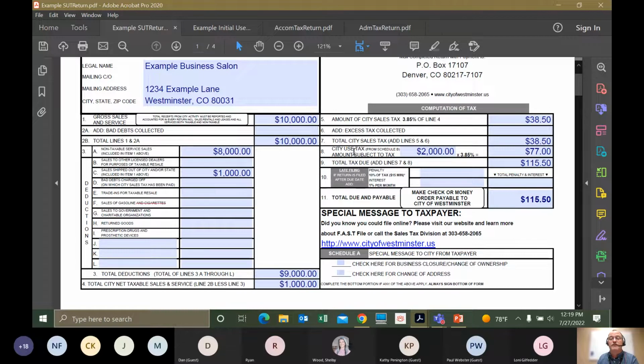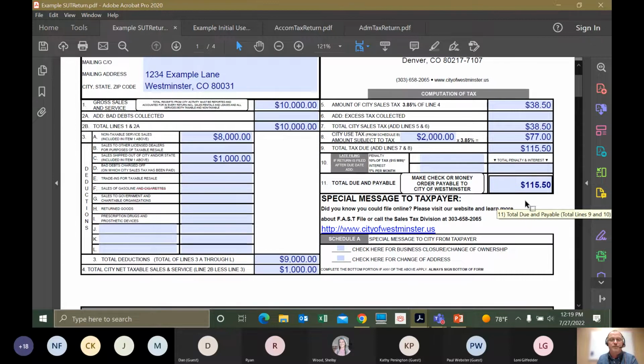Then we have the use tax section, and that's just this line here. So let's say that I bought some furniture, it was shipped to me, and they didn't charge me local sales tax. So I know I owe 3.85% on that $2,000. So I put that total here times 3.85%, and I owe $77 because the vendor didn't collect it from me as a sales tax. So I do that here, add them together, and that's what I'm remitting for this period, month, quarter, or year. So that's all there is to it.